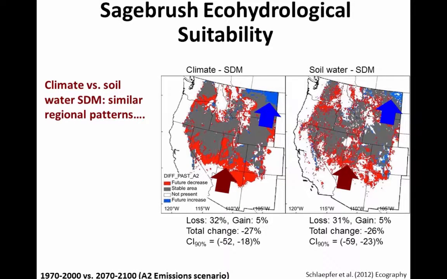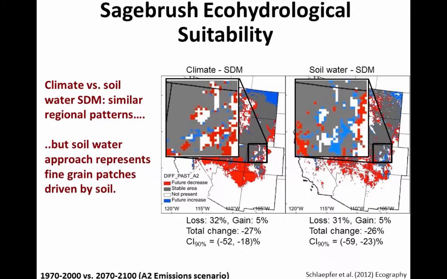They both have similar regional patterns, as I said, but if you zoom in on any one location, they do have different forecasts for a given place, and the soil water model in general is more heterogeneous at small spatial scales because it's able to respond to variability in soils, whereas the climate one, by definition, is only responding to climate. And so this illustrates, I think, that there's some value in trying to approach these questions not just from climate, but also from moisture. And so if you wanted to think about and make decisions about a given site on the ground, you might have a little more confidence in the model that includes some information about your soil conditions.